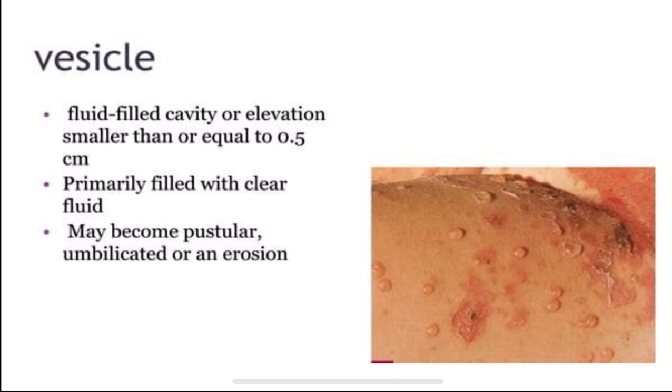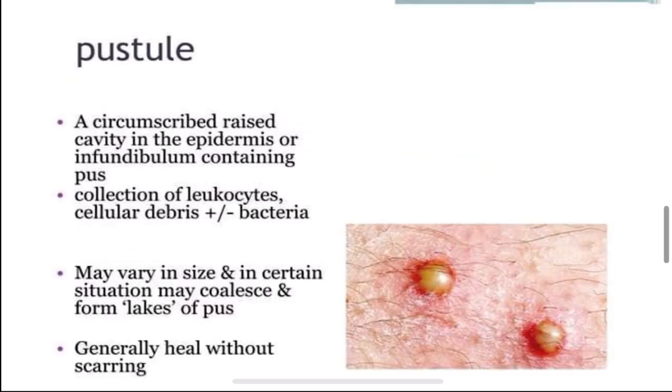We move on to the vesicle. It will be smaller than 0.5, or equal to 0.5 centimeter. What is the speciality about a vesicle? A vesicle is going to be fluid filled. Primarily, it can be filled with a clear fluid. Later on, it can become pustular. The pus can get accumulated, the vesicle can get umbilicated, or an erosion can occur.